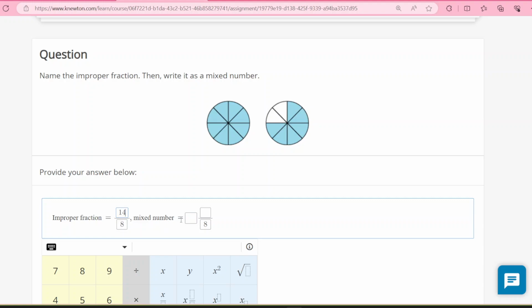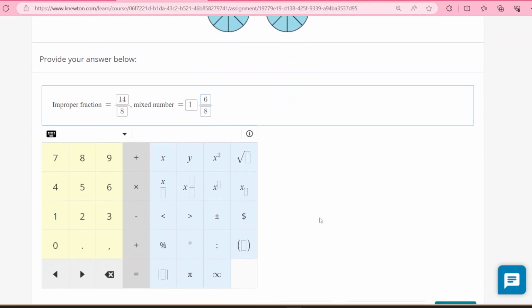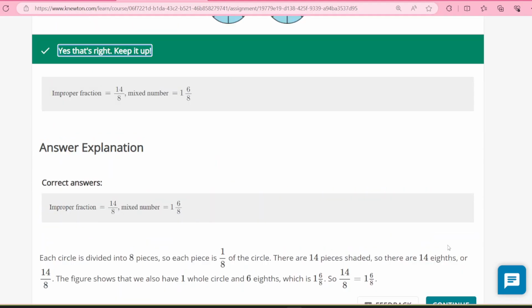Now, for the mixed number, how many whole units have we filled in? Well, there's one whole unit completely filled in, right? 8 out of 8, so that's one whole unit. And then, added to that, are these 6 out of 8 pieces filled in the other circle, right? So this is 1 and 6/8 as a mixed number in this picture. So it's 14 out of 8, 14/8 as an improper fraction, or one whole unit and 6/8 as a mixed number. Wonderful.